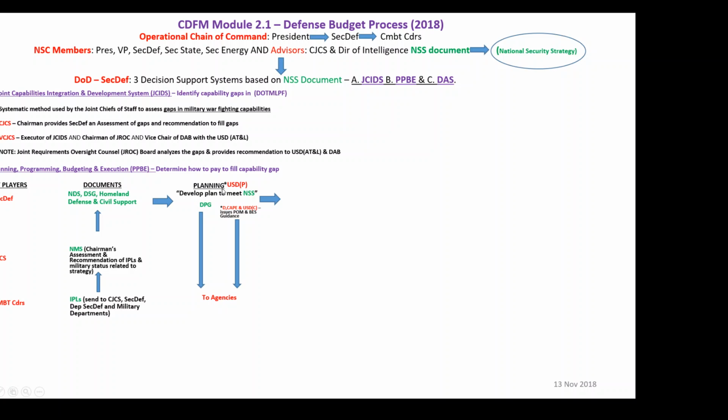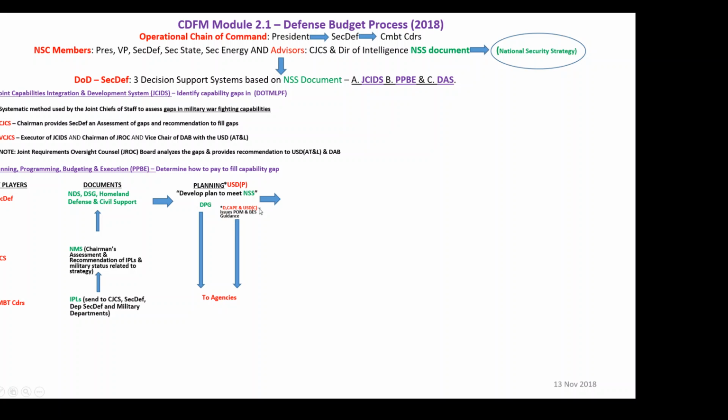So the planning phase of PPBE is the responsibility of the USD for Policy, Under Secretary of Defense for Policy. The purpose of the planning phase is to develop a plan to meet the national security strategy document. So the final document produced by the DOD is the Defense Planning Guidance. It sends it down for all of us to see what the plan is supposed to be for the upcoming years. Once the plan is out, you see the Director of CAPE and the USD Comptroller issue POM and budget guidance.